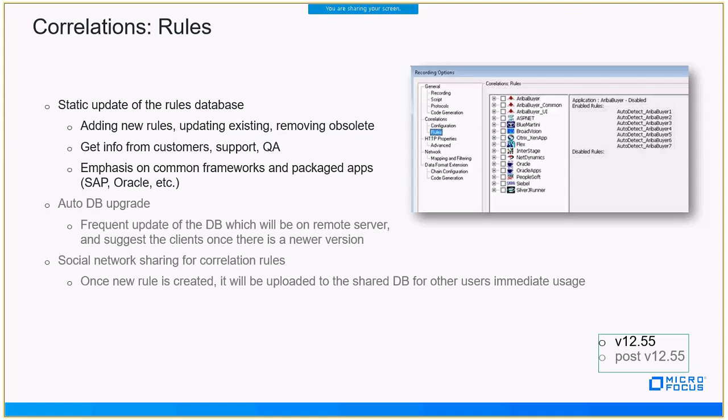So what's in plan for the future, you ask? Good question. We plan to introduce an automatic rules database update, where we will be pushing new updates to that database and suggest to you, our customers, to retrieve these new rules. We also plan to introduce a social network for sharing of correlation rules between users.